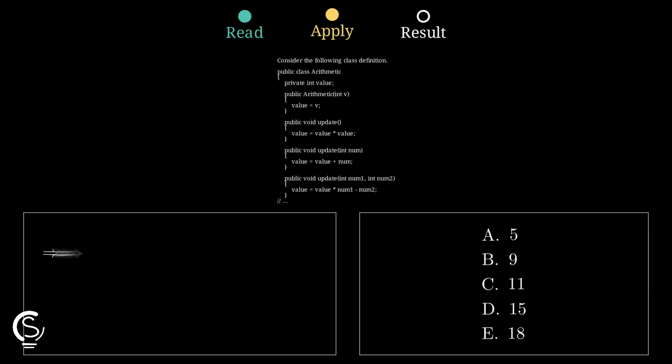Next, alpha update with 2 and 3 uses the 2-parameter method. We multiply 4 by 2 and subtract 3, so alpha becomes 5. Then beta update squares 2 to get 4.